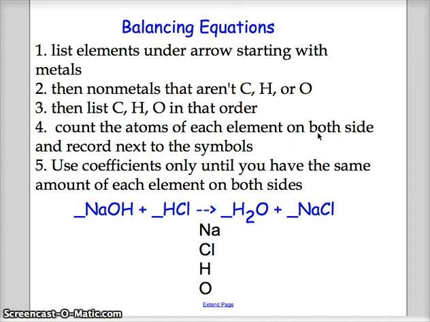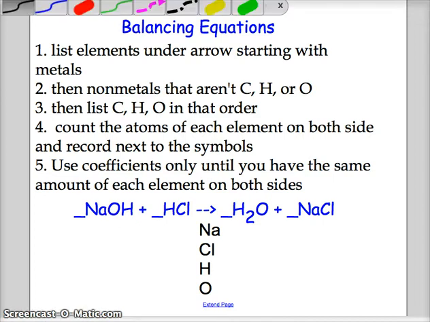Count the atoms of each element on both sides, and then record them next to the symbols. So, I look over here for sodium. I only have 1 sodium here, so I would write 1 over here. On this side also, I look for my chlorine. I have 1 chlorine, write that here. Hydrogen, I have 1 hydrogen here, and I have 1 hydrogen here, so I have a total of 2 on the left-hand side, total of 2 in my reactants. And I have 1 oxygen. Alright, so now I go over this side. Look at my sodium, 1 of them. Chlorine, 1 of them. Hydrogen, 2 of them. And oxygen, 1 of them.